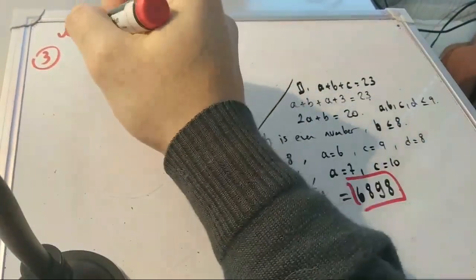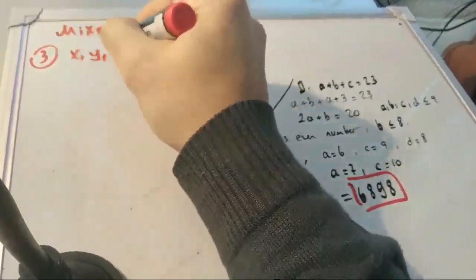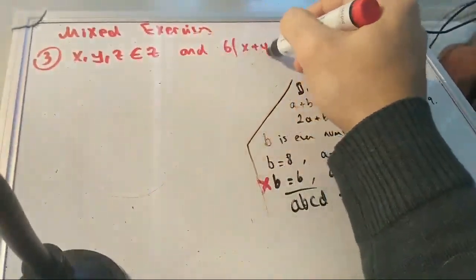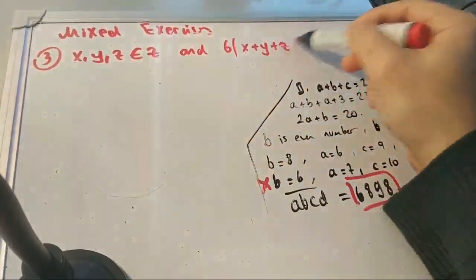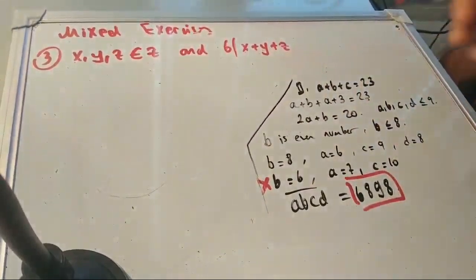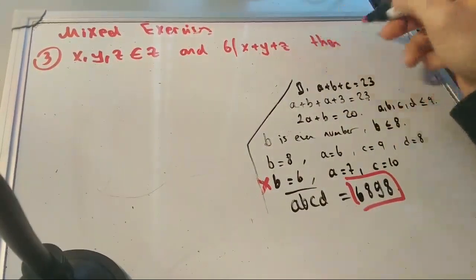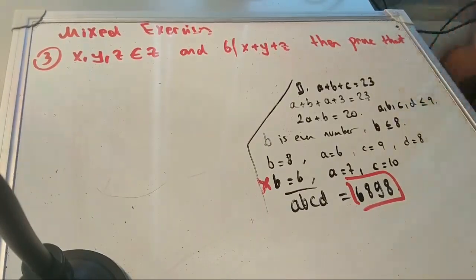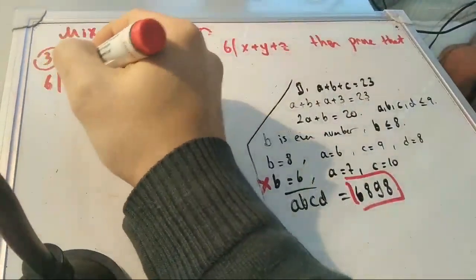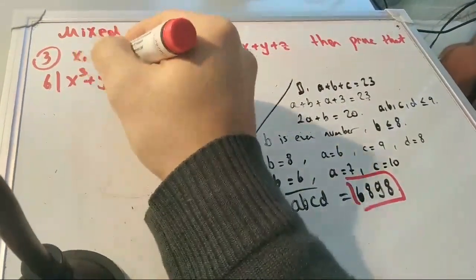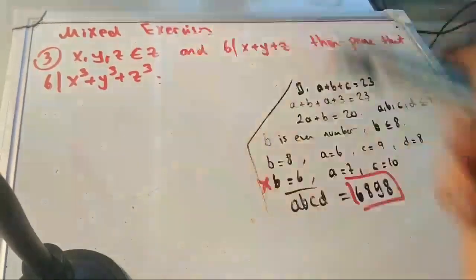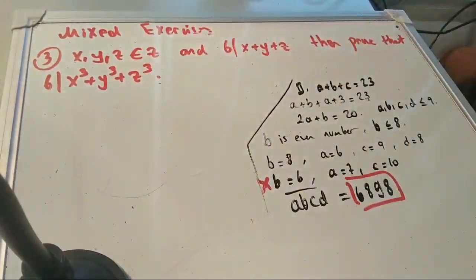X, Y, Z are elements of integers, and 6 divides X plus Y plus Z. Then prove that X cubed plus Y cubed plus Z cubed is divisible by 6. Yeah, we have to prove it.